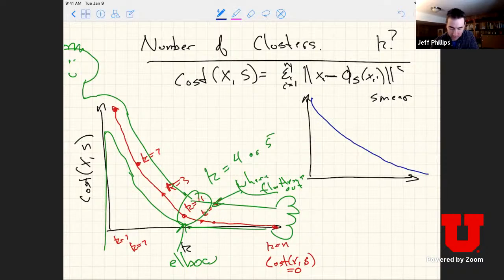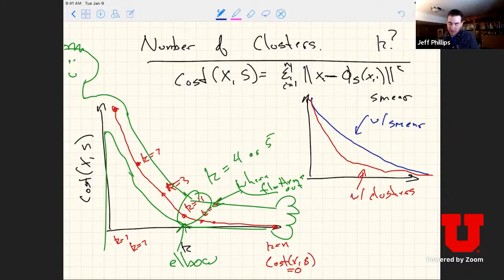Okay, so this is probably the cost function with clusters. This is with clusters, and this is with a smear. It's still going to be kind of decreasing. I'm going to even make this, it's still going to even come down. There's still going to be some diminishing returns here, but these are going to look kind of quite similar. It's going to be hard to tell these apart.